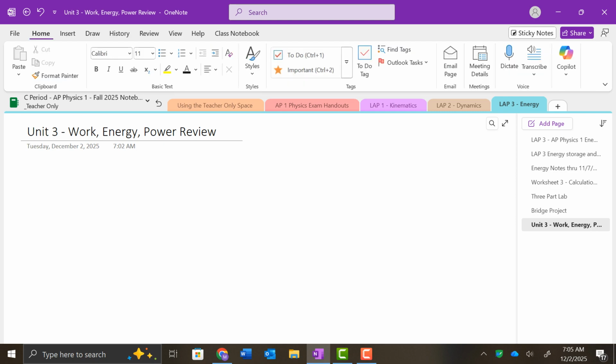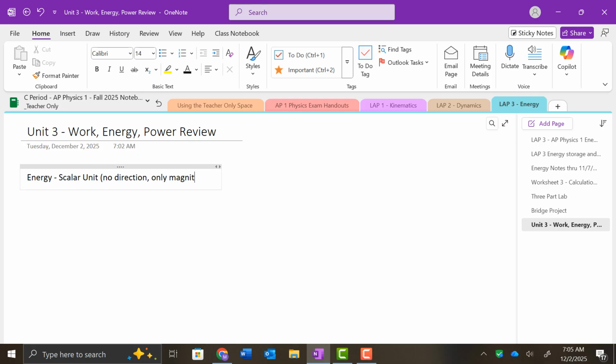And one of the reasons for that is actually the start here: energy is considered a scalar unit. Now, what that means is it has no direction, it just has a magnitude. What that means for something like this is that generally for energy, you're always going to get a positive number. Now your change in energy can be negative, and we'll talk about how we should interpret that.